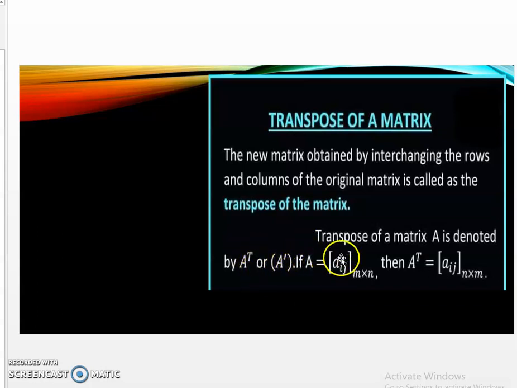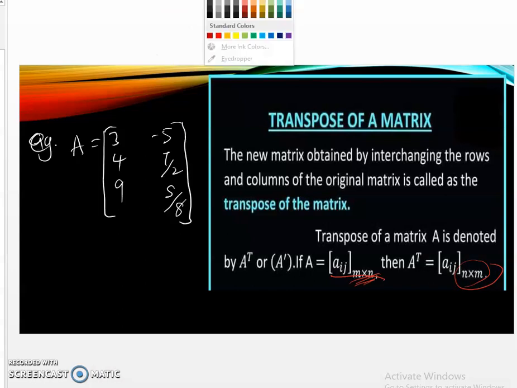So if A equals Aij, and the order is M by N, then A transpose will be Aji, and the transpose will now be in the form of N by M. I want you to note that. The original matrix is M by N, but the transpose will be N by M. So let us take an example of A transpose.